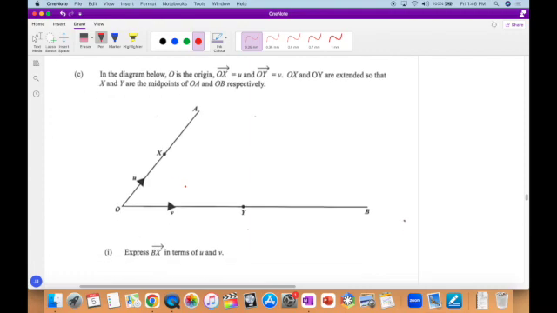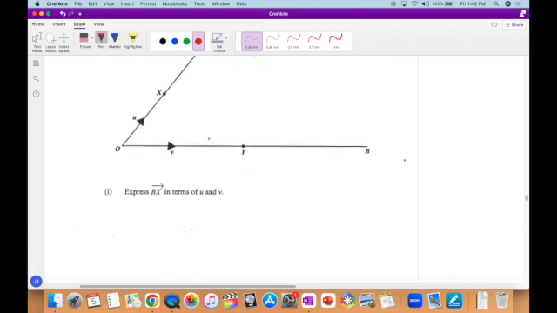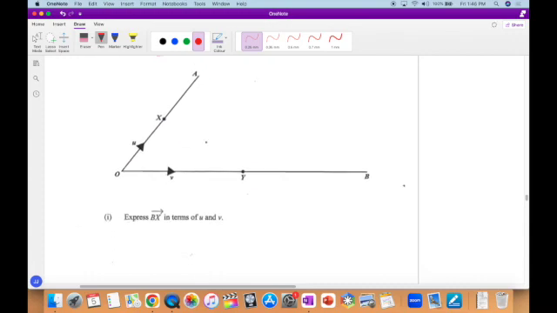And now we are on to vectors. In the diagram below, O is the origin, OX is equal to U. So I'm seeing that OX is U, right? OY is V. OX and OY are extended so that X and Y are the midpoints of OA and OB. So these guys are at the midpoint. That is important.